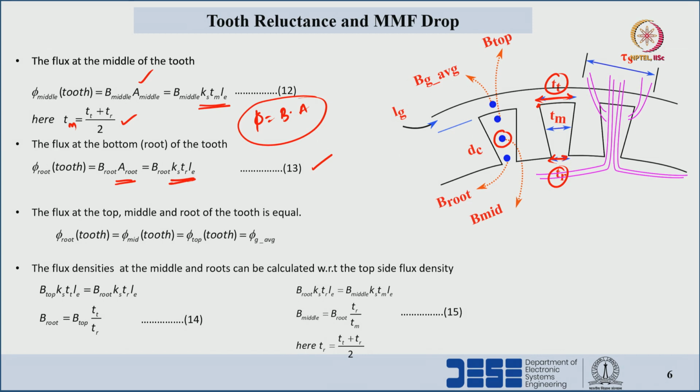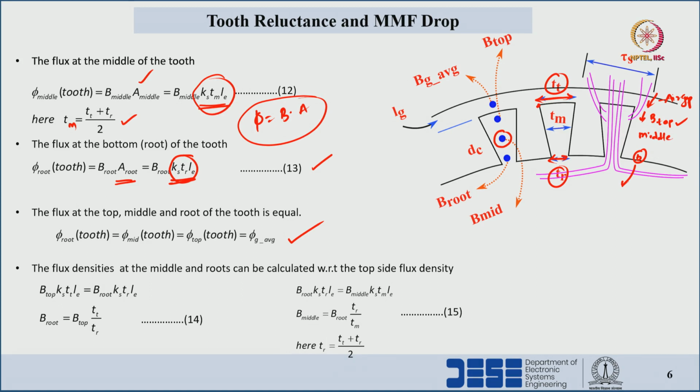If we consider there is no saturation, the flux entering from the air gap and flowing through the tooth top, then the middle portion, and then the bottom or root portion, then linking to the rotor side, will be the same in the entire path: from the air gap, then the top side of the tooth, the middle side, and then the bottom side of the tooth. Flux will be the same in the entire path. The flux density varies with respect to the areas of the different portions of the tooth.